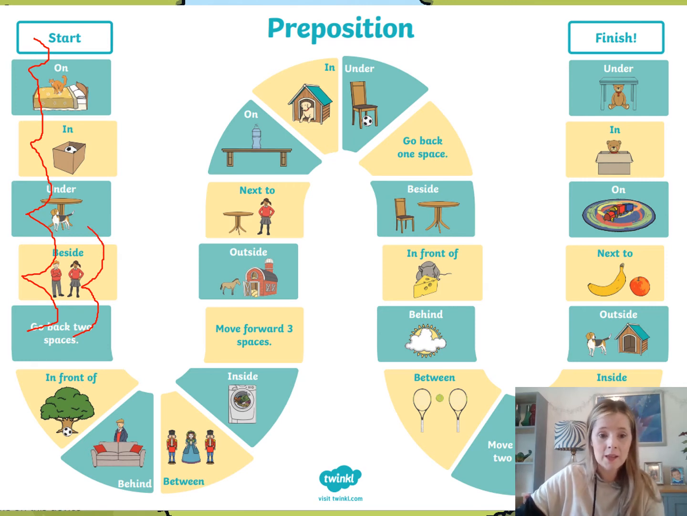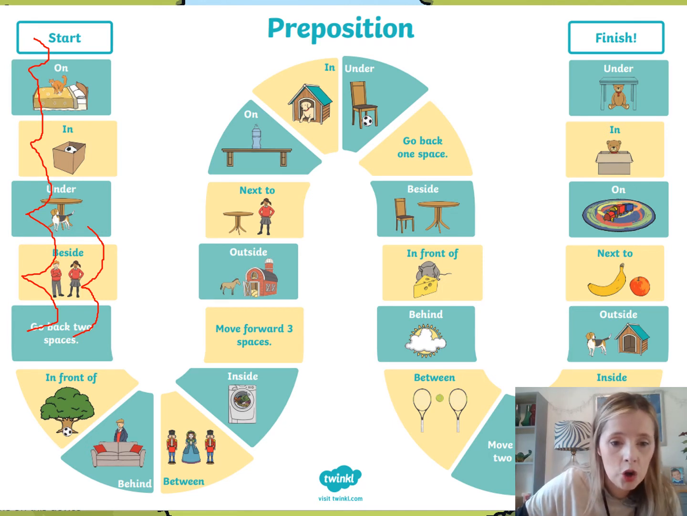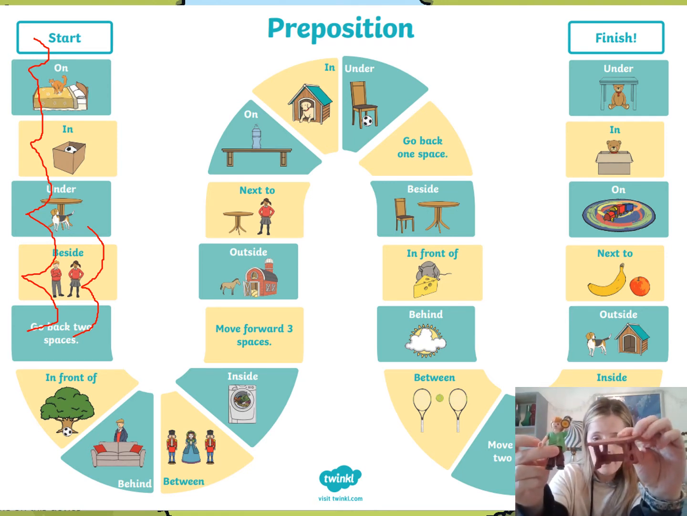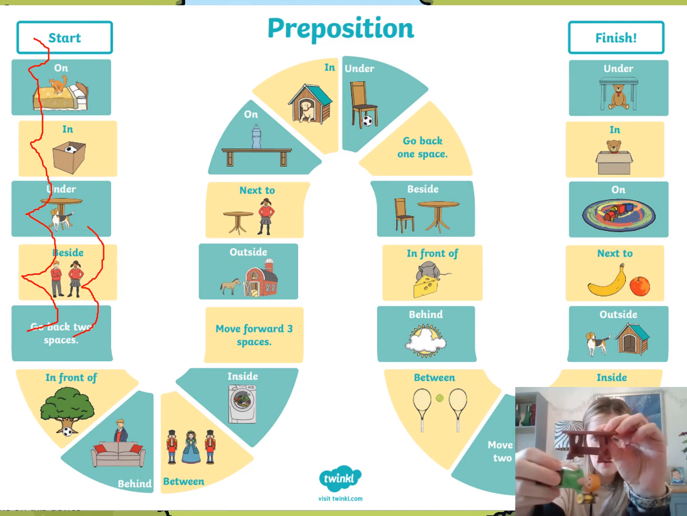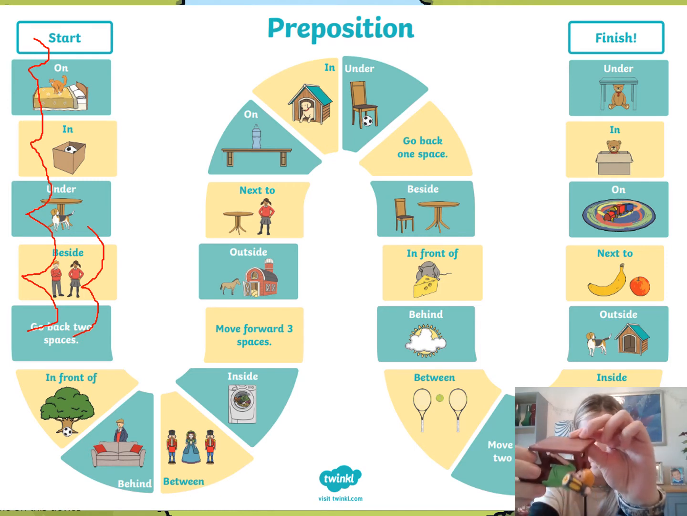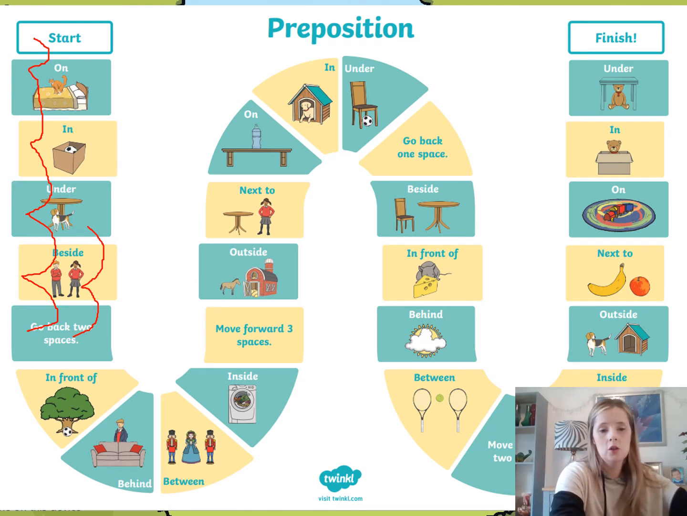Okay. Now that I've landed on that square, here it's got the word under. So what I'd like you to do with your figures, take your figure, find something to put your figure under. Take a picture. So I've got a table here. Put your figure underneath something. It could be underneath anything that you like. Okay? So my figure is under the table. Take a picture and show it to us.